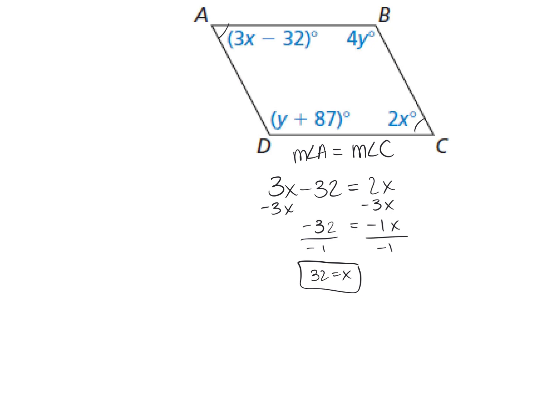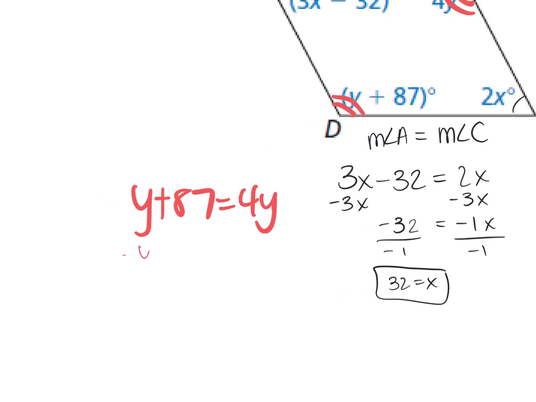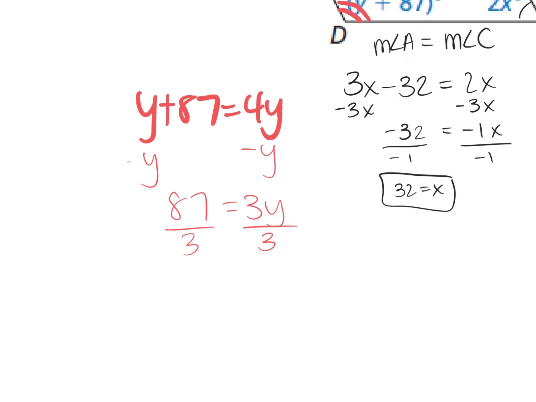Dylan? Opposite angles, can you do y plus 87 equals 4y? Excellent. y plus 87 should be equal to 4y. Dylan, how would you solve this? Subtract the y over, we get 87 equals 3y. Mm-hmm. And 87 divided by 3, you get 29. 29 is correct. Very good.